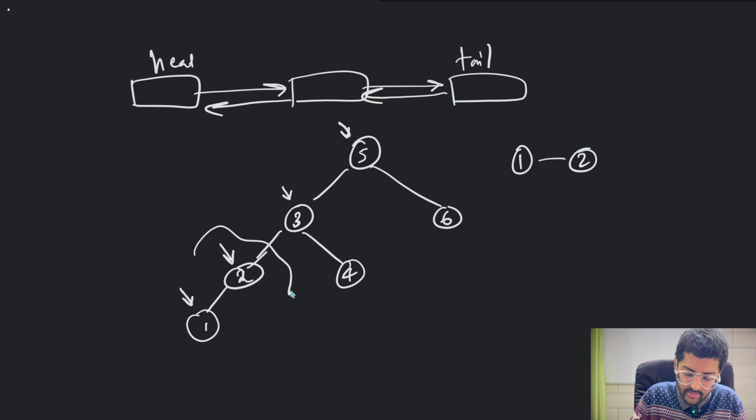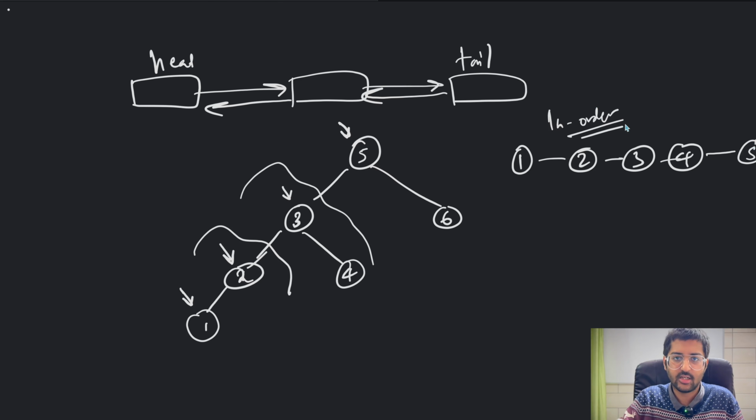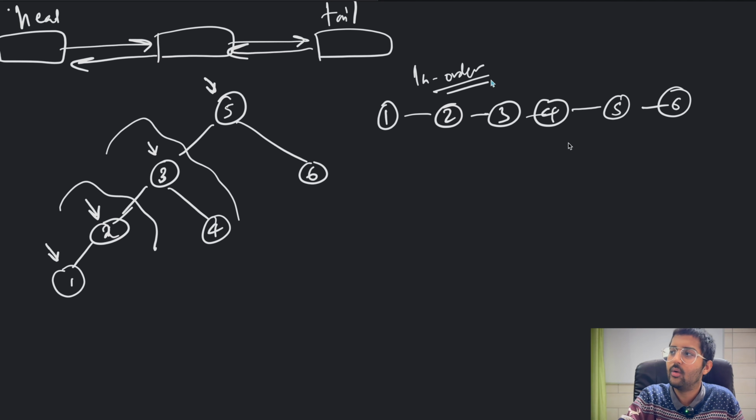Left is printed. Now I will print the current node 3. Then right. Okay. Then the left is printed. I will print the current node, which is 5. And then right. In order traversal. We all know what in order traversal is. Just watch the linked list tutorial video if you haven't already, and if you're having doubts in this, but this is basically how it will work.